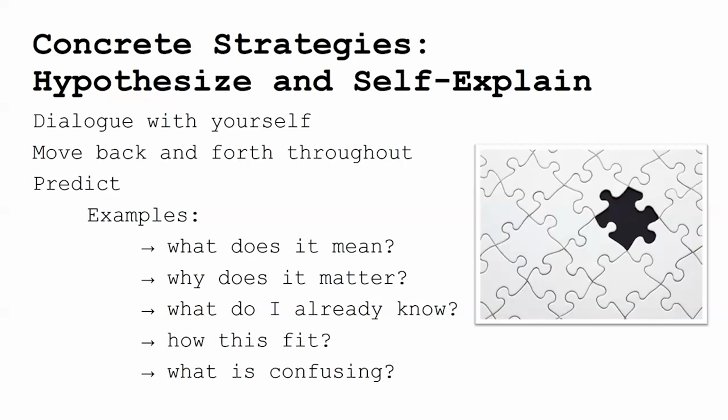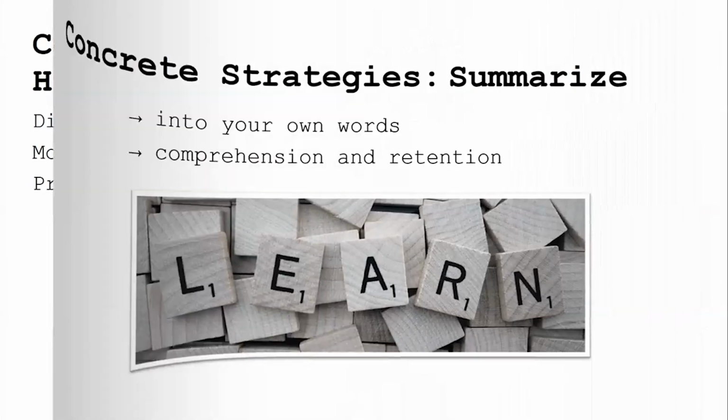Some examples you might use are, what does this mean? I'm not sure. Why does this matter? Why is the judge talking about this? What do I already know? Referring back to your prior knowledge. How does this fit in the course? And what's confusing about this? So again, it's not a passive reading. It's a very active, engaged style of reading.